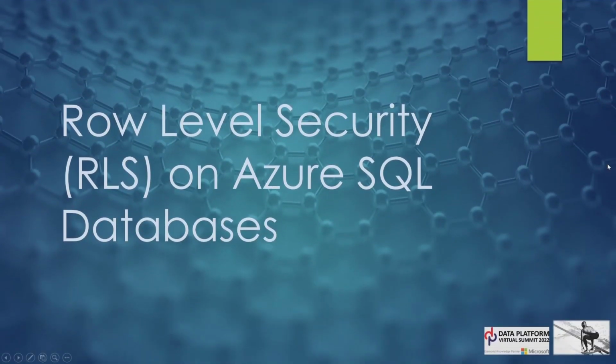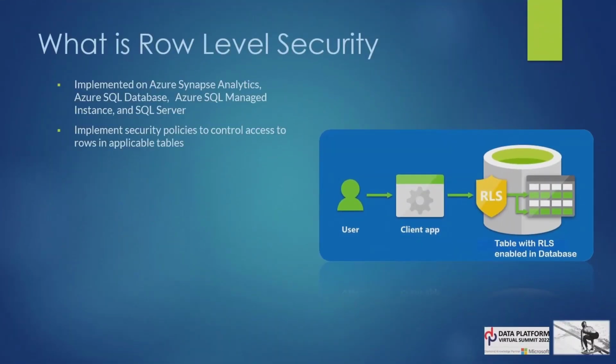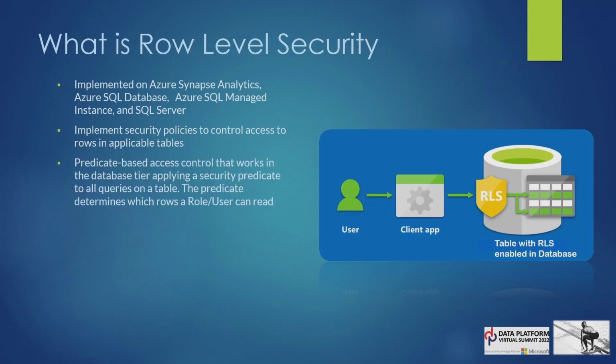Row-level security on Azure SQL databases. It's a way to implement security policies at the source, which controls access to rows in the schema-bound tables. It's a predicate or condition-based access control that works on the database tier itself, applying a security predicate or condition to all queries on the table. The predicate determines which rows of the table a role or a user can read.